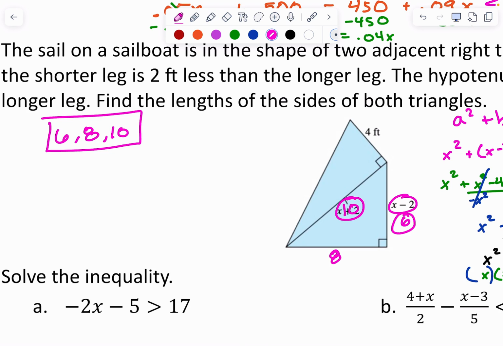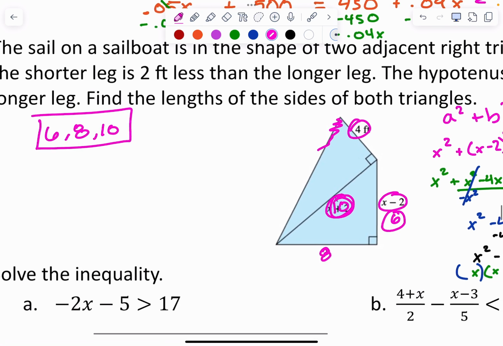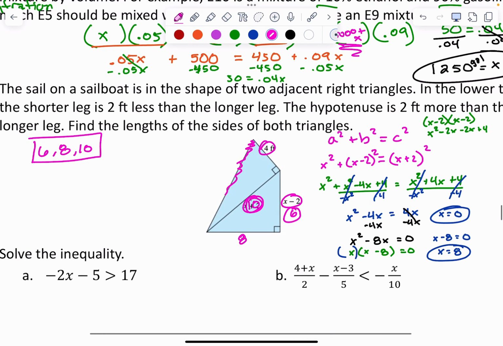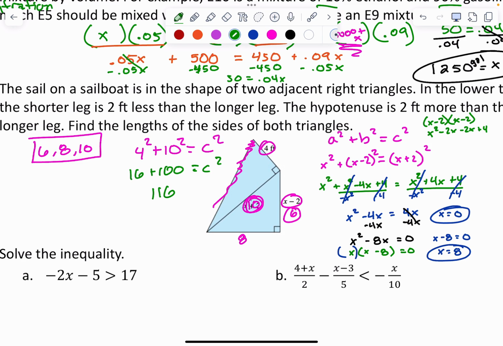But now I've got to find the other one. This one is a 4, 10, something. It's not going to come out nicely. Which side are we trying to find here? The c. Okay, which one do you want a to be? 4. So 4 squared plus 10 squared equals c squared. 16 plus 100 is 116, and we want the square root of that.